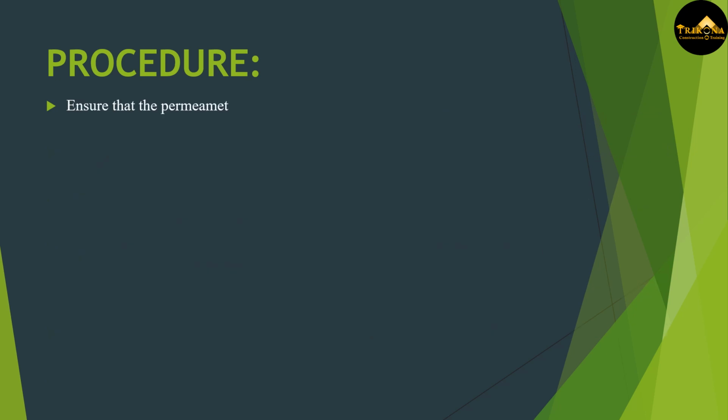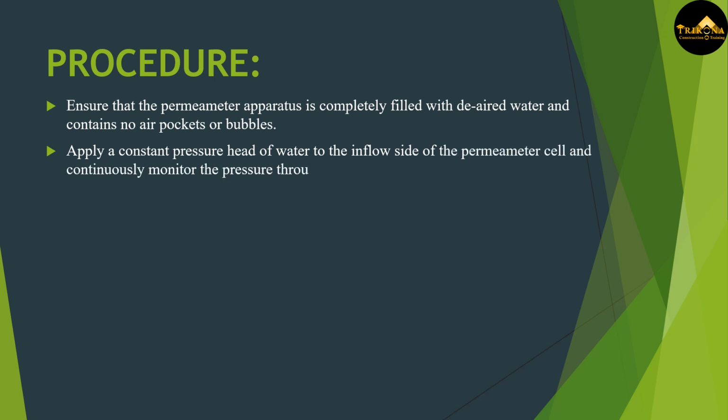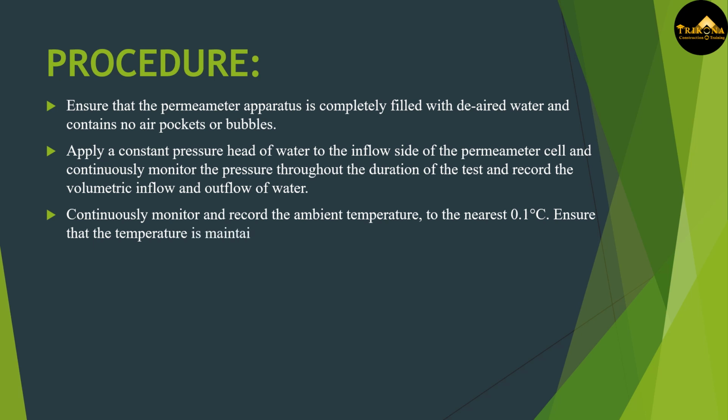Ensure that the permeameter apparatus is completely filled with de-aired water and contains no air pockets or bubbles. Apply a constant pressure head of water to the inflow side of the permeameter cell and continuously monitor the pressure throughout the duration of the test and record the volumetric inflow and outflow of water. Continuously monitor and record the ambient temperature, to the nearest 0.1 degrees Celsius. Ensure that the temperature is maintained within a range of 21 to 25 degrees Celsius.